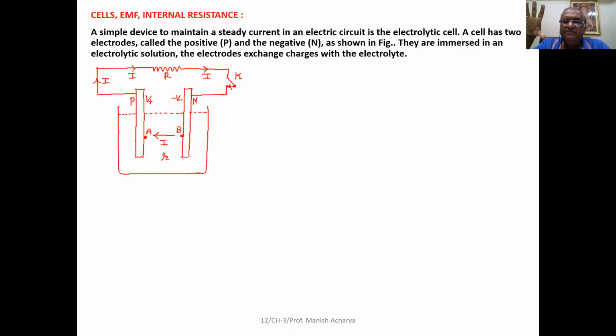But just remember this thing: due to some chemical reactions between these electrodes and the electrolytic solution, there will be an exchange of charges between the electrolytic solution and the electrodes. And due to that, one electrode becomes positively charged and another becomes negatively charged. Clear to all of you?